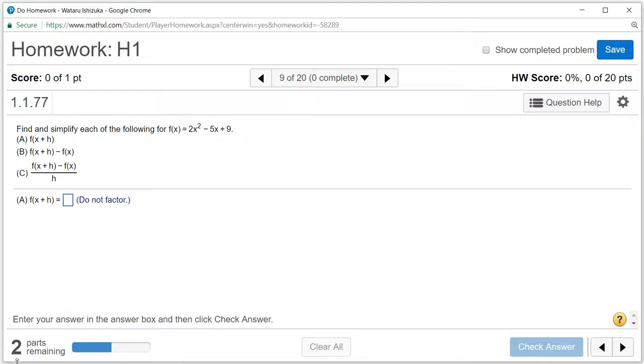All right, let's look at homework 1, problem number 9. We have a function given, f of x is equal to 2x squared minus 5x plus 9. Then we want to find the following expressions. So let's do that.